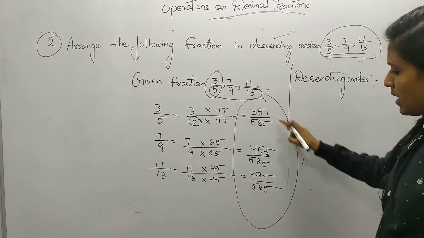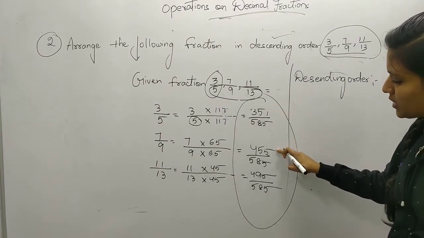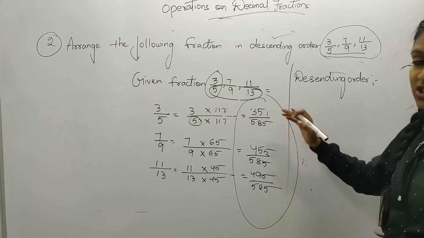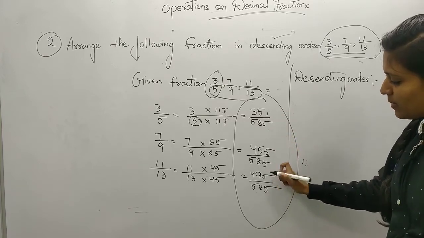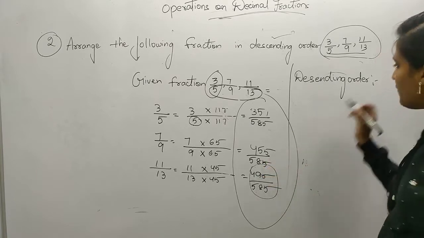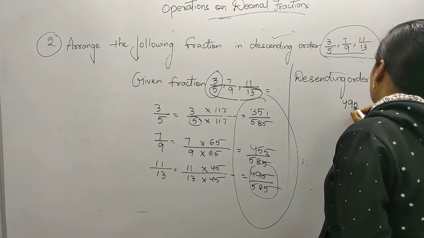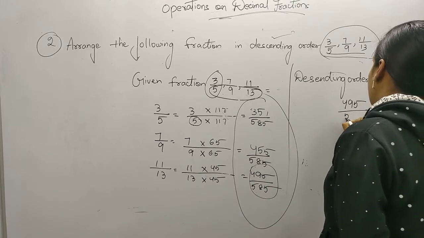Descending order means, in those three, see the numerators 495, 455, 351. In both of these, you have to arrange from big to small. Means first one, the biggest number, what is that? 495. So 495 by 585.